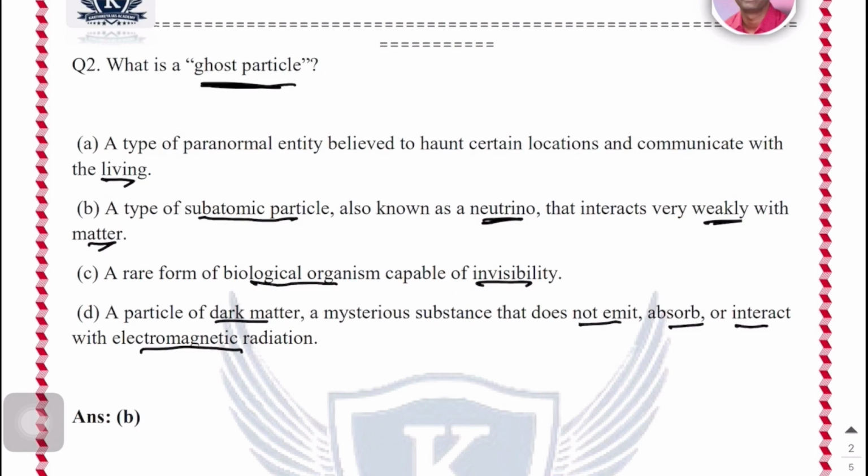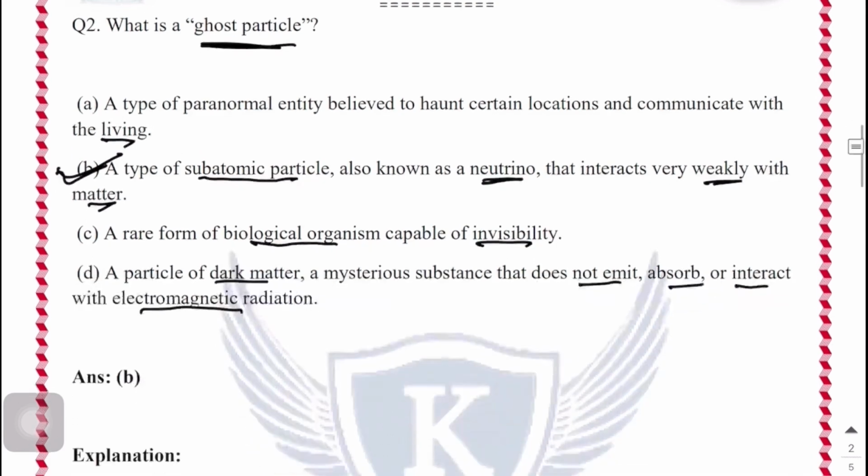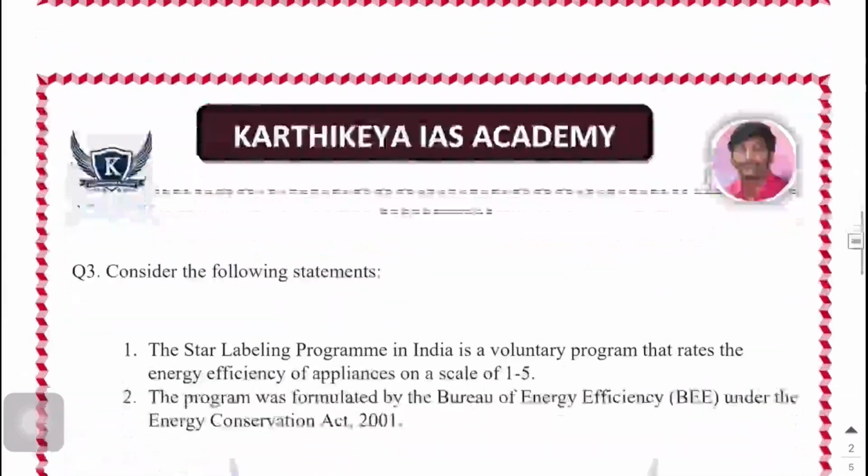The correct answer here is option B, which means the ghost particle is a type of subatomic particle also known as neutrino that interacts very weakly with matter, right? And regarding this ghost particle, China is constructing the world's largest ghost particle detector, a massive underwater telescope in the South China Sea designed to detect neutrinos, which are often referred to as ghost particles. This is about the second question. Let's go with the third question.